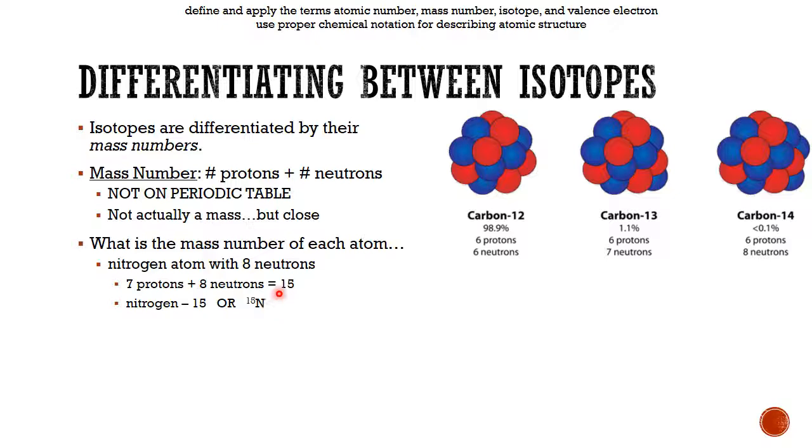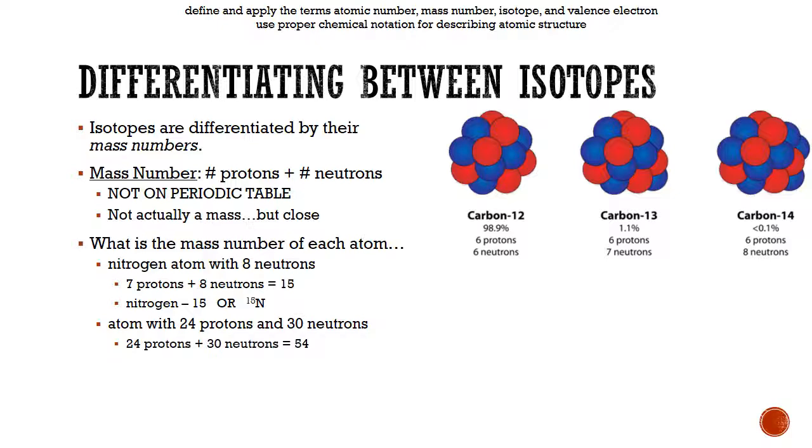We could also use the symbol for the element, which is capital N, and then the mass number goes as a superscript on the left side. We would read both of these the exact same way. So if you saw either of these in text, you would just read them as nitrogen 15. What about an atom with 24 protons and 30 neutrons?